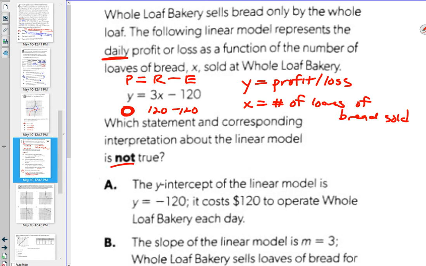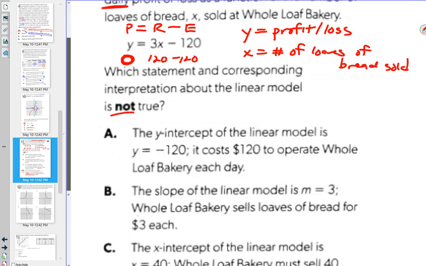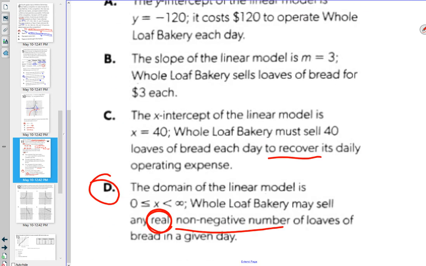Thank you. Look at that. Yes, you are right. They only sell it by the whole loaf. So it would not be any real number because real numbers include fractions and decimals. So here we go. What would be a better word to use instead of real? Okay, you could have put whole number.